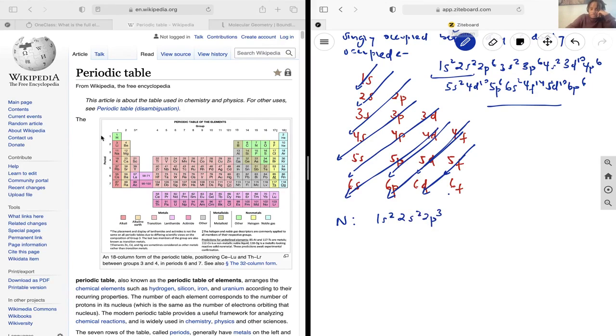If you count it down on the periodic table, 1s2, 2s2, and then 2p1, 2, 3. So 2p3 to get to nitrogen. If you wrote in the 6, it would be neon. And so that is going to be the electron configuration for ground state nitrogen.